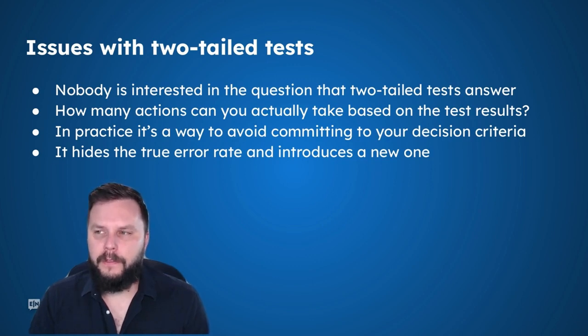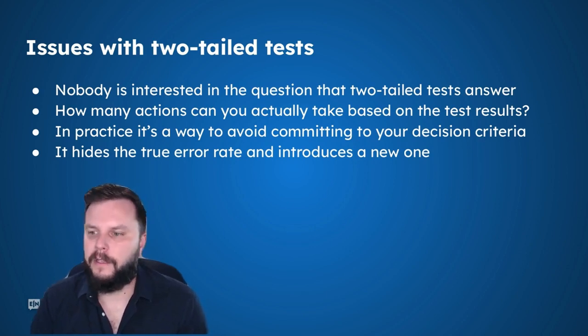And usually it's one or the other. It should be one or the other, really. And this should be decided before the test. And when people use a two-tailed test, usually in practice that ends up being a way to avoid committing to that in advance and committing to your decision criteria.